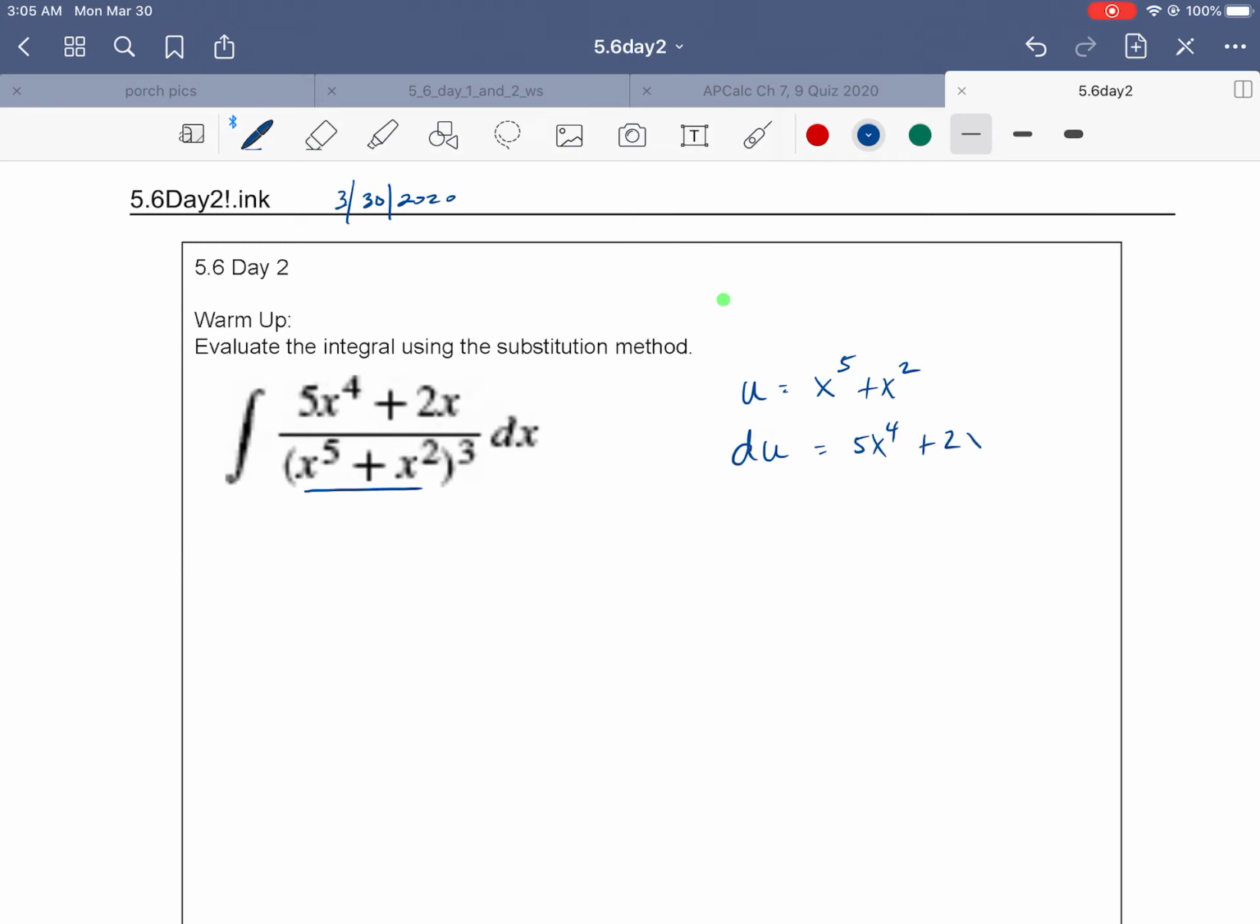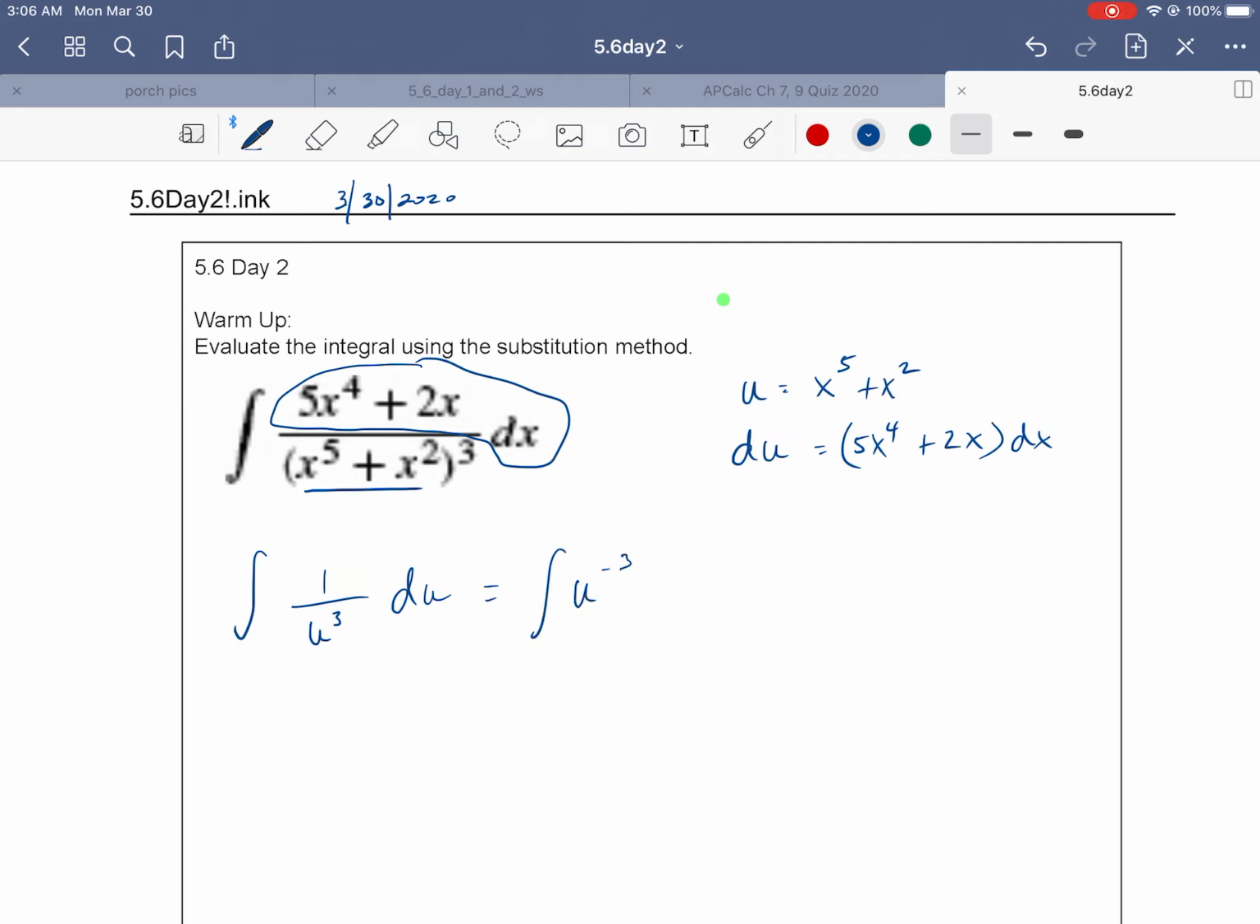Okay? You derive it. Okay, take a look back at the original, and that's exactly what we have left. So now we have the integral of 1 over u cubed du. And you can't integrate from this place, right?